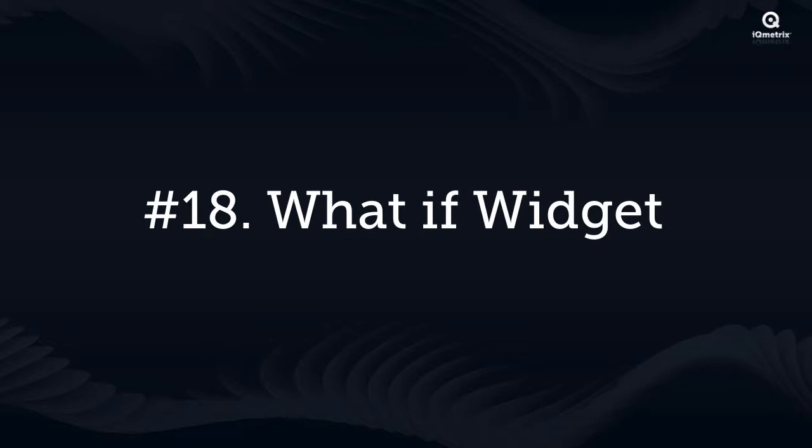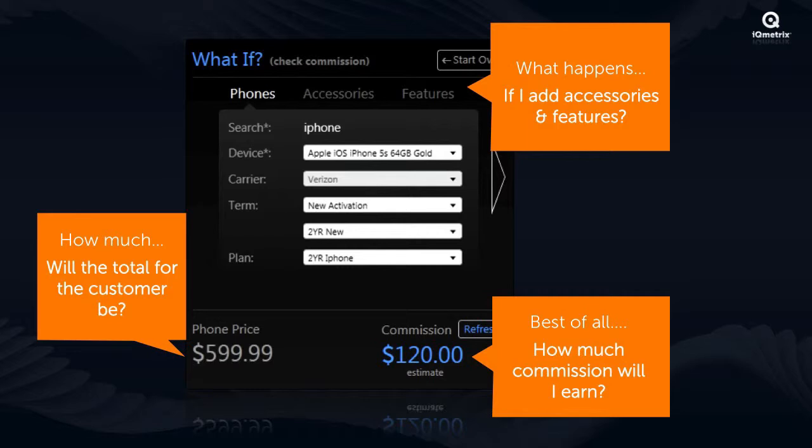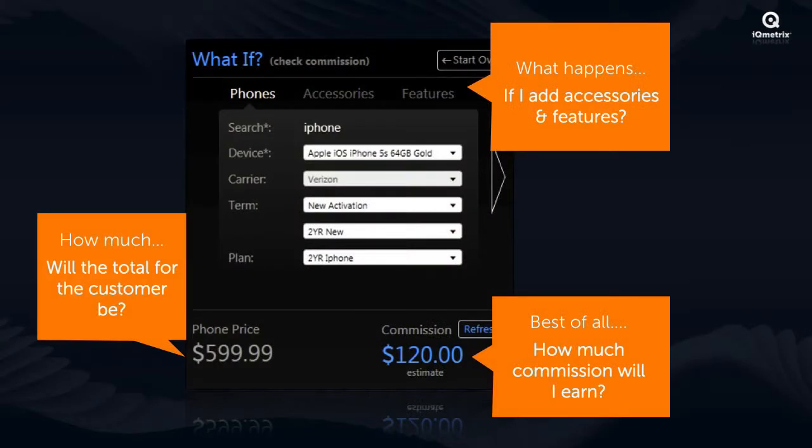I'm not sure if you guys use it or not, but it's such a great motivational tool for your reps to maximize profit. Most of you probably already have everything you need set up already and just might not know it. So in this example, we are selling a 5S on a 2-year activation. We can add accessories and features, and on the bottom left-hand side, it'll show you how much the customer is going to pay for this. But best of all, your rep is going to see how much commission they are going to earn.